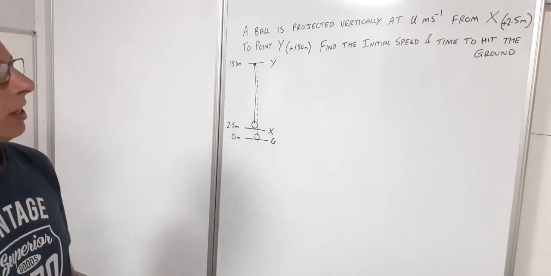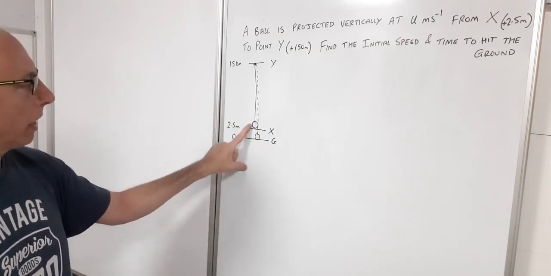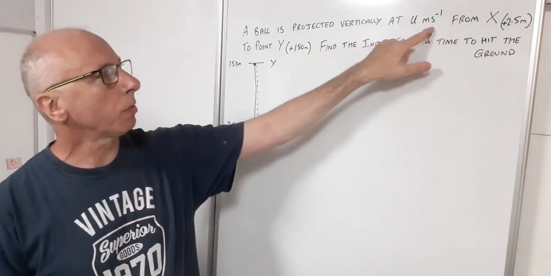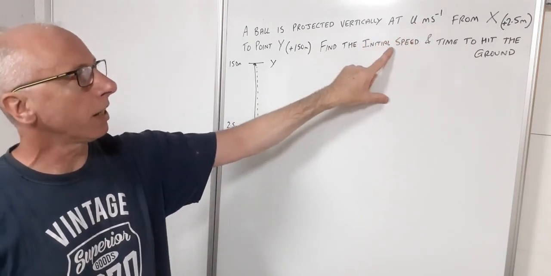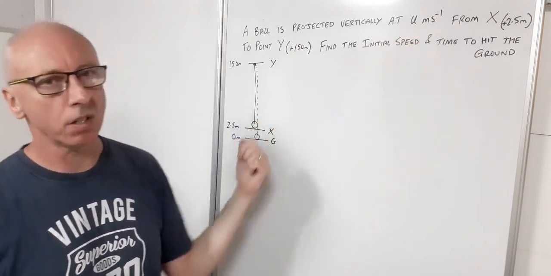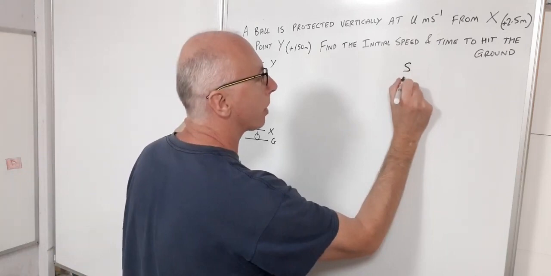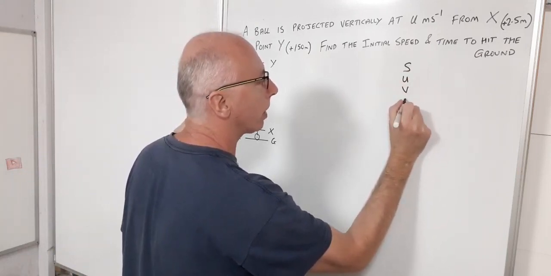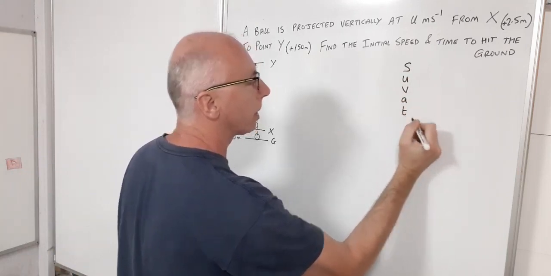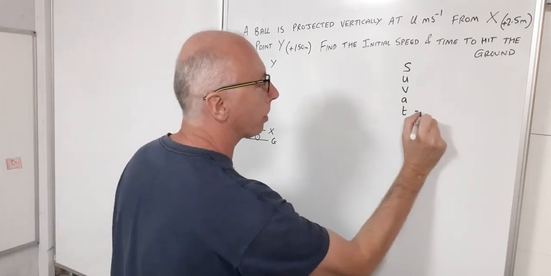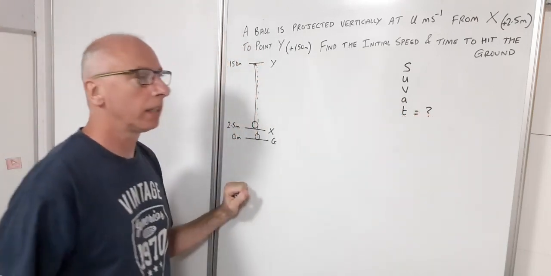So we want to find the initial speed. So we need the speed at this point here. As we've got u meters per second, we need to find initial speed and time. This is going to be a classic SUVAT kind of question. So I've got S, my displacement, U initial speed, V the velocity, A the acceleration, T is the time. Time, I don't know, let's work that out later.